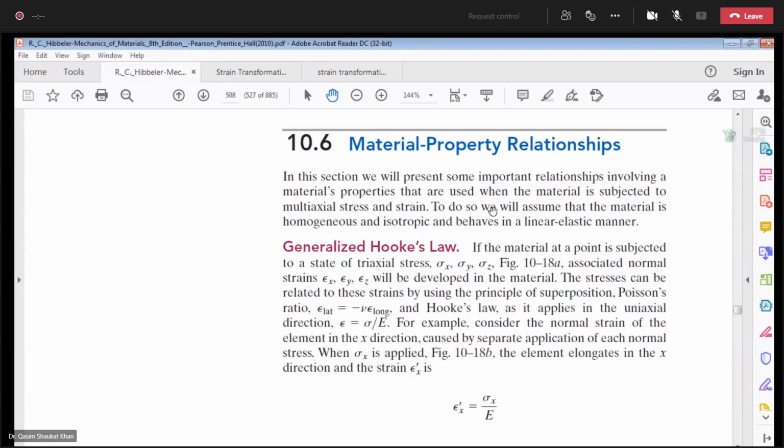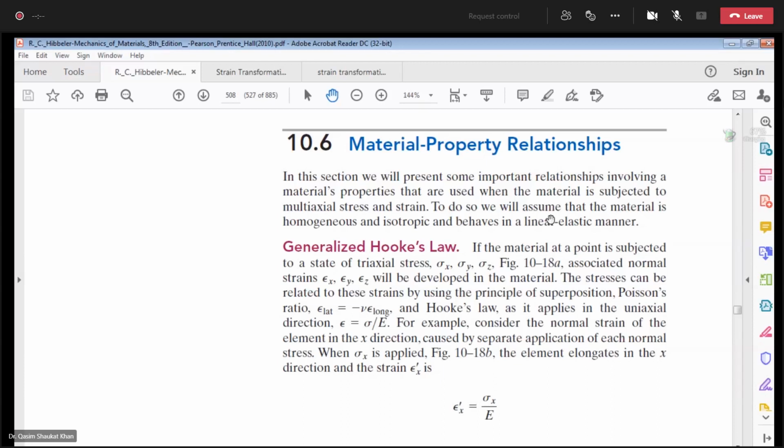To do so, we will assume that the material is homogeneous, isotropic, and linear elastic. There are three assumptions. Linear elastic means that the stresses are directly proportional to the strain. And once you remove the stress, the strain will be removed and the body will come back to its original position. There is no permanent deformation.